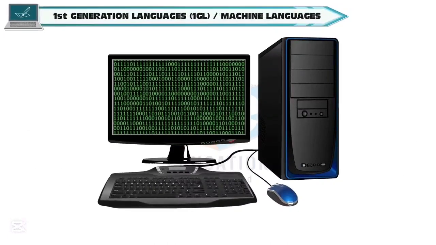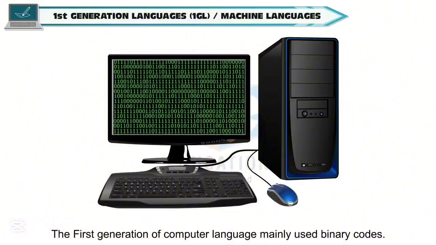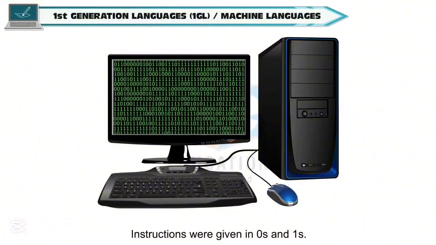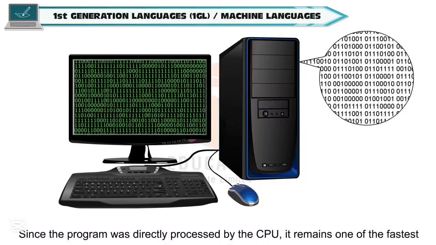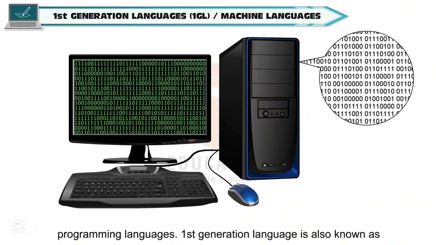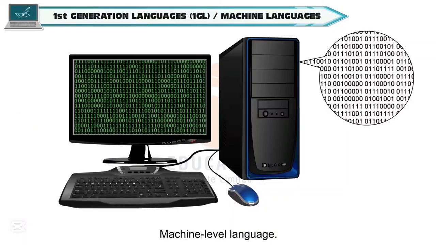First generation languages, or machine languages. The first generation of computer language mainly used binary codes. Instructions were given in zeros and ones. Since the program was directly processed by the CPU, it remains one of the fastest programming languages. First generation language is also known as machine level language.